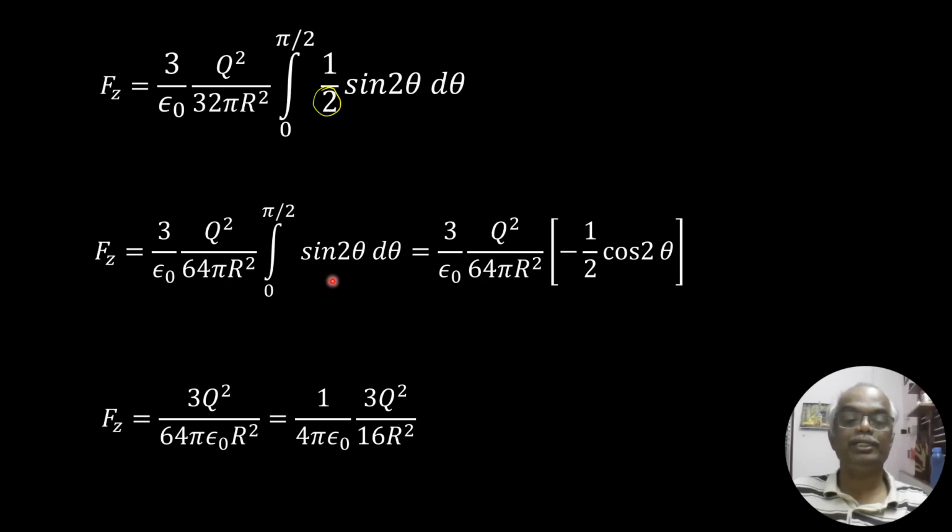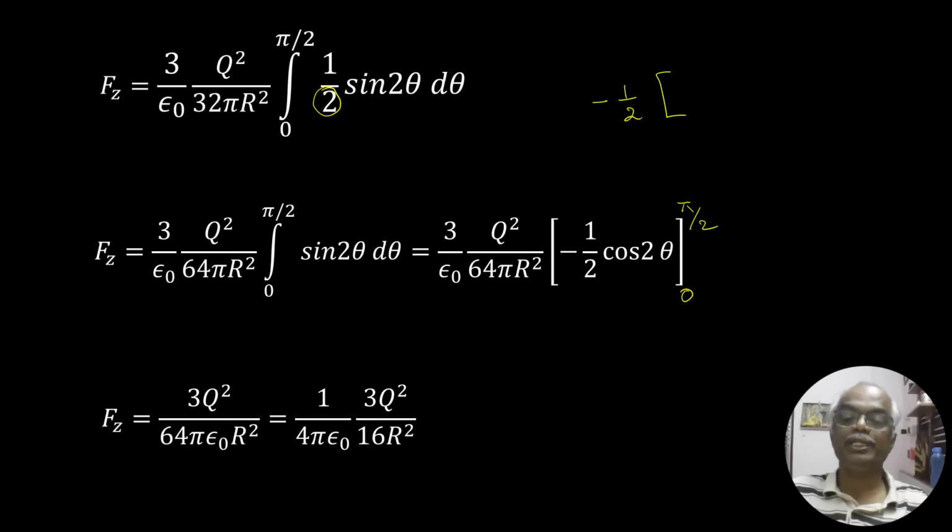If you integrate this with respect to theta, then you will get minus cos 2 theta over 2. So I have written minus cos 2 theta over 2 like this. Now we have to apply the limit. Now the limit is 0 to pi by 2. Here you can take the minus outside.